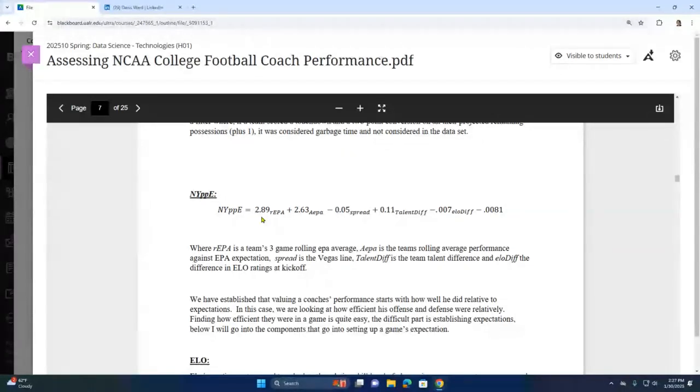And you say, so where did this regression model come from? Well, it came from his spreadsheet. He had collected, for his coaches over a number of seasons, the data for each one of these variables. And then he just did a linear regression model to try to find a good fitting model that would relate these variables to yards per play.